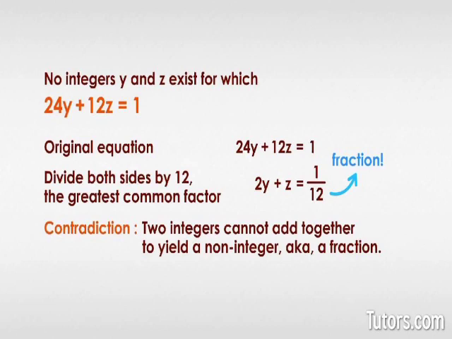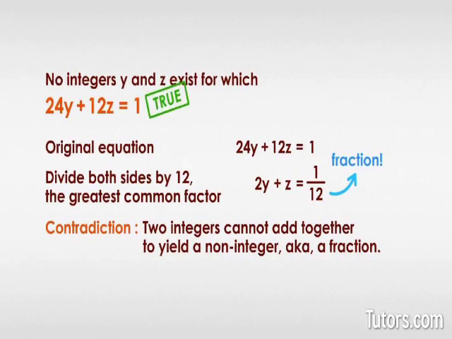So, kung imagine nga natin, walang integers na pag pinag-add natin is magiging fraction siya. So, it means na no integers y and z exist for which 24y plus 12z is equal to 1. So, true ang ating statement.